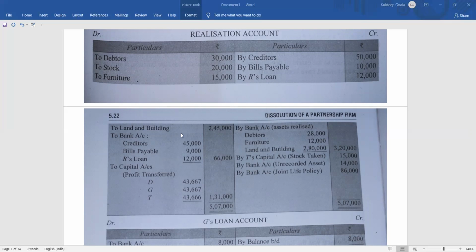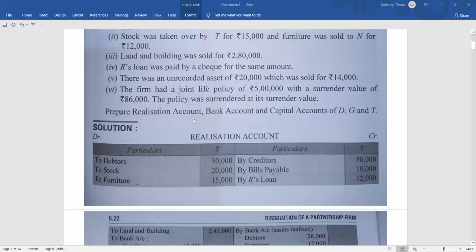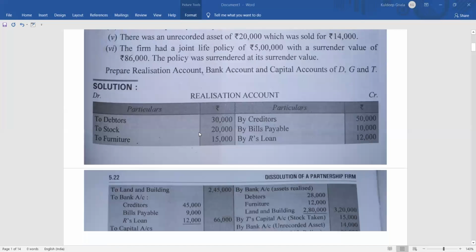Realization account debit to bank account. How much? Creditors 45,000, that is 50,000 minus 10%. Bills payable 9,000, that is 10,000 minus 10%. As well as there is an information that R's loan was paid by check. So R also we can take at the same time. R's loan was paid by check.